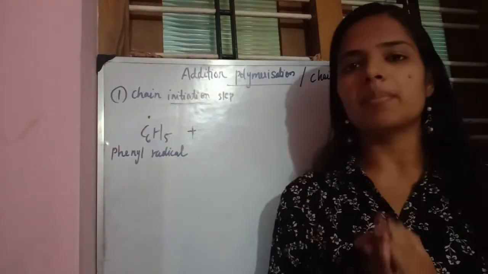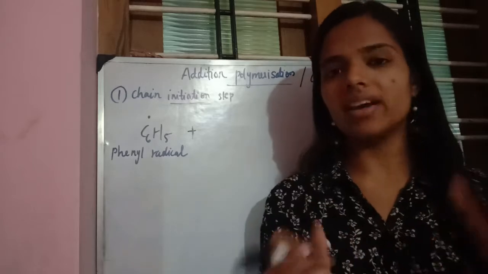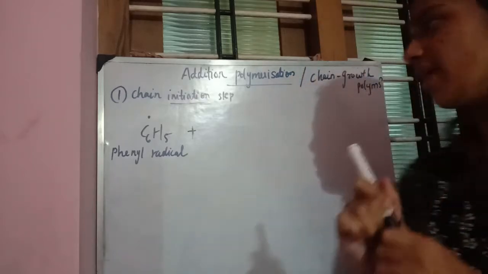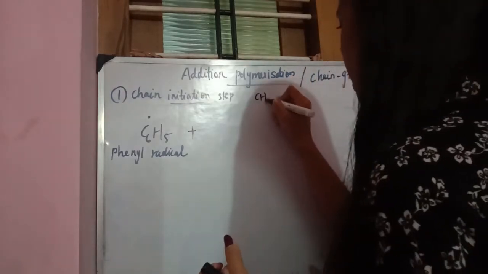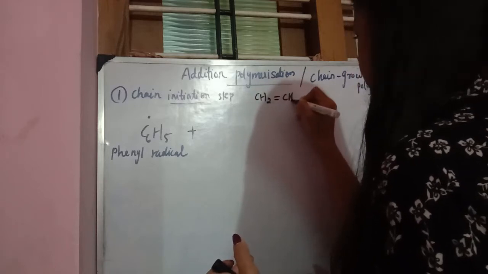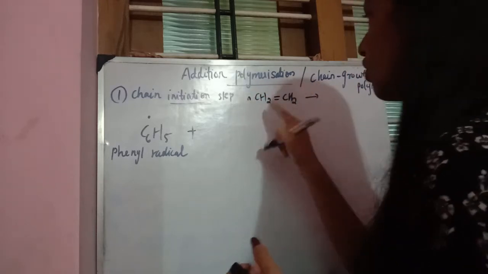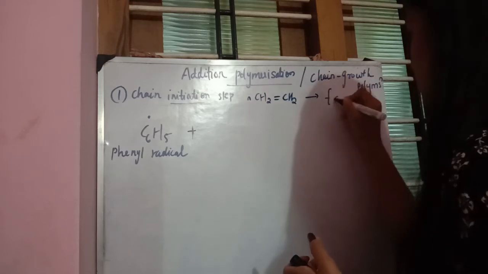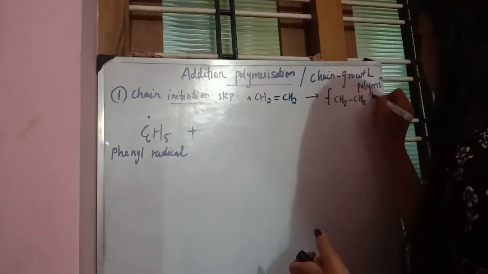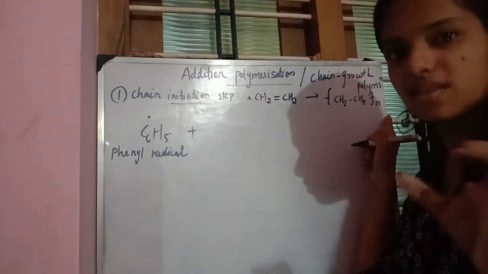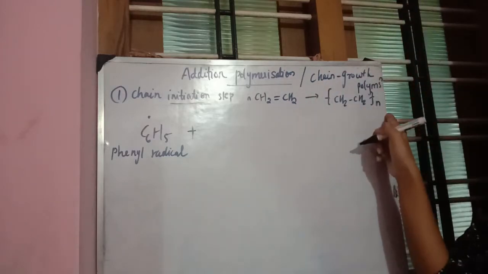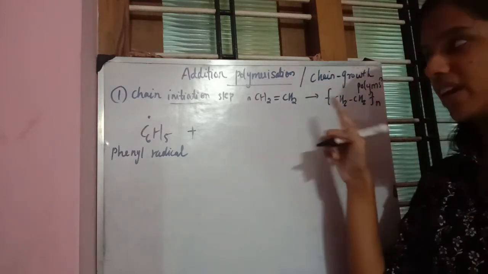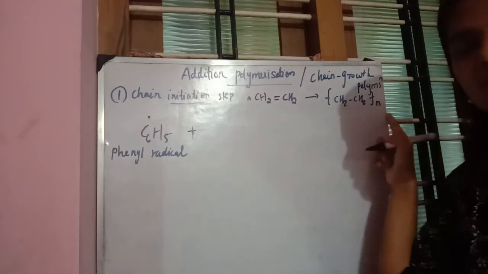So now what happens is that this phenyl radical combines with ethene. Here we are dealing with the polymerization of ethene. N number of ethene molecules on polymerization gives polyethene. This equation we already have learned, and we are considering this example. We are considering the mechanism of this reaction.